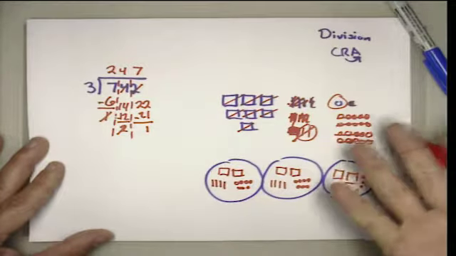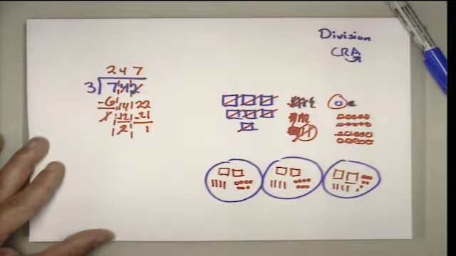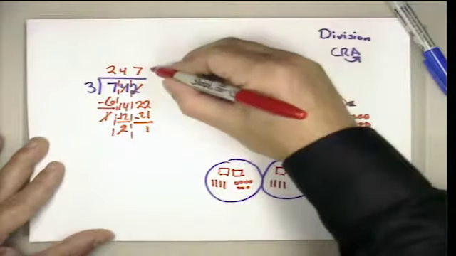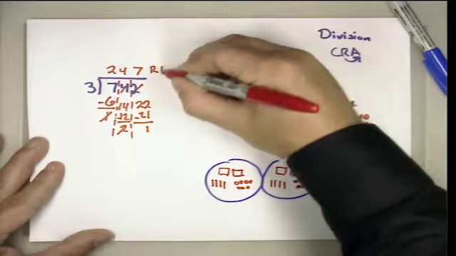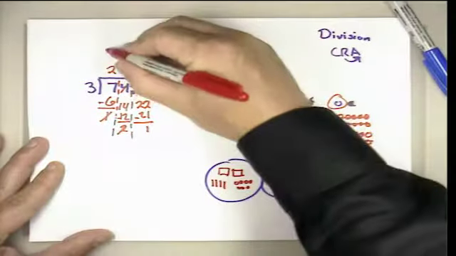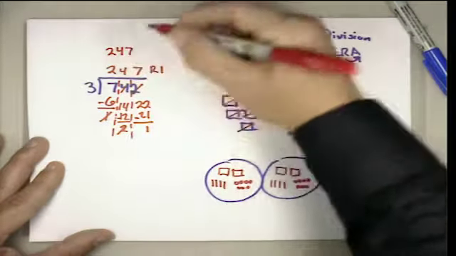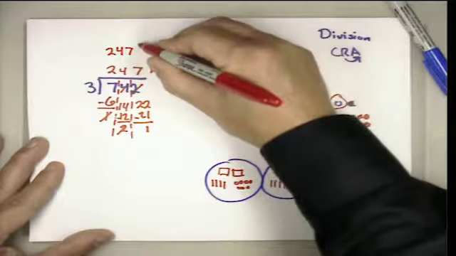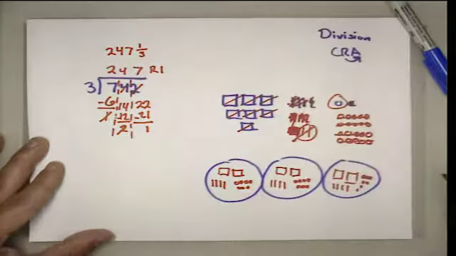Can't decompose it, can't share it evenly across 3 groups. So I've got a couple options. One option is to write it as a remainder of 1. Or remember, we discussed in the other video, I could also write it as 247 and 1 that has yet to be divided by 3. So 247 and 1/3.